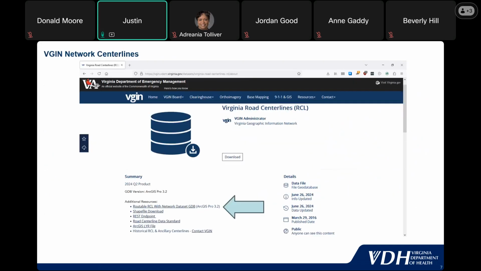And I want to give a lot of credit to the Virginia Geographic Information Network from the Virginia Department of Emergency Management. We use their specific routable road centerline data when we're performing this analysis. So that's very helpful information for us.